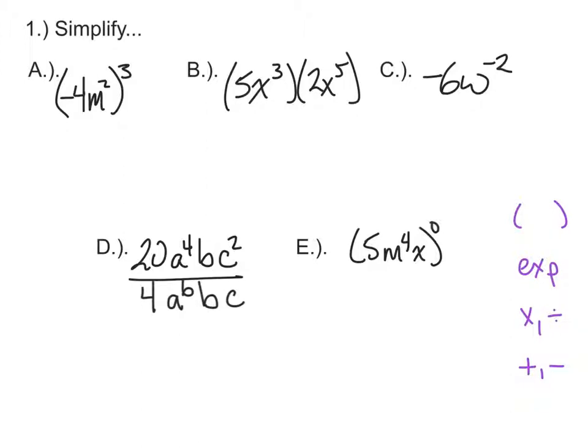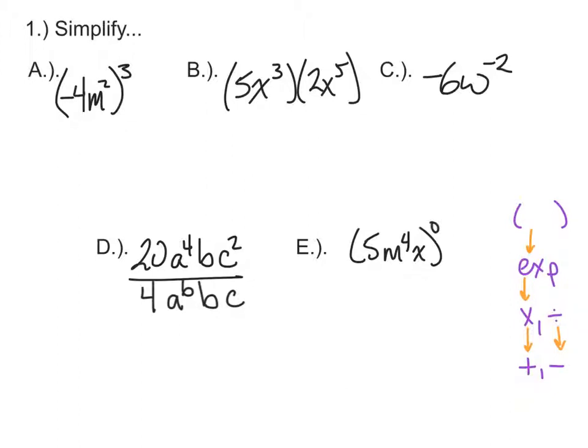So if we're multiplying two exponents together, we're going to add their powers. If we're dividing two exponents, we subtract their powers. If we're taking one exponent to another exponent, a power to a power, we're going to multiply those powers. And when we have a set of parentheses, we're just going to pass the power out to everything inside.